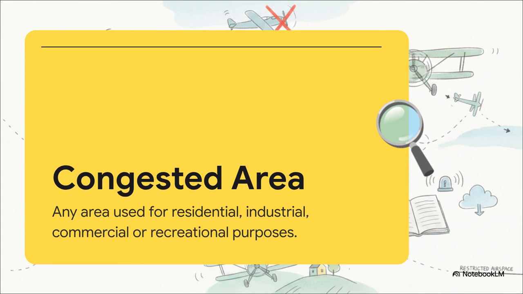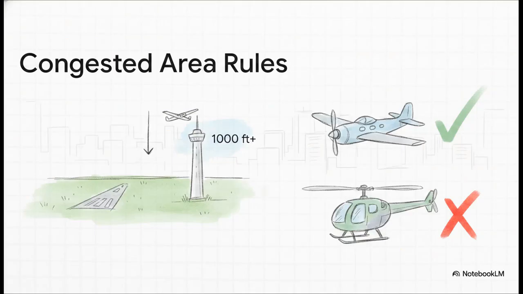So a sprawling suburban neighborhood? Congested. A massive industrial park? Yep, that's congested too. When you're flying over these settlements, the rules tighten up significantly. And note that these specific constraints apply to all aircraft, well, except helicopters. If you're flying a fixed-wing aircraft over a congested area, you cannot fly below a height that meets two very specific overlapping conditions. Let's look at the first one.